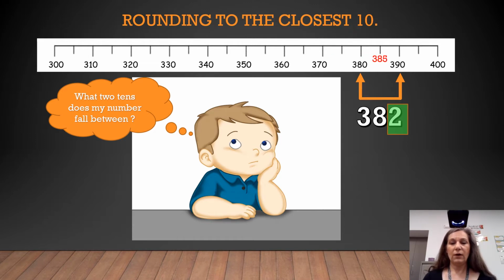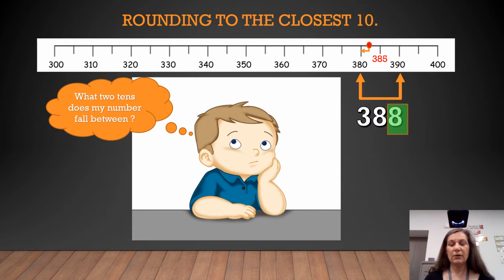We look for the 382 between the 380 and 385, or between the 385 and the 390. Well, we'll notice, since 385 is the halfway point, that 382 is before the 385. So we're looking at the ones digit to decide, is it less than 5 or greater than 5? And we know that 2 is going to be less than the 5. So we're going to know that it's going to round to 380.